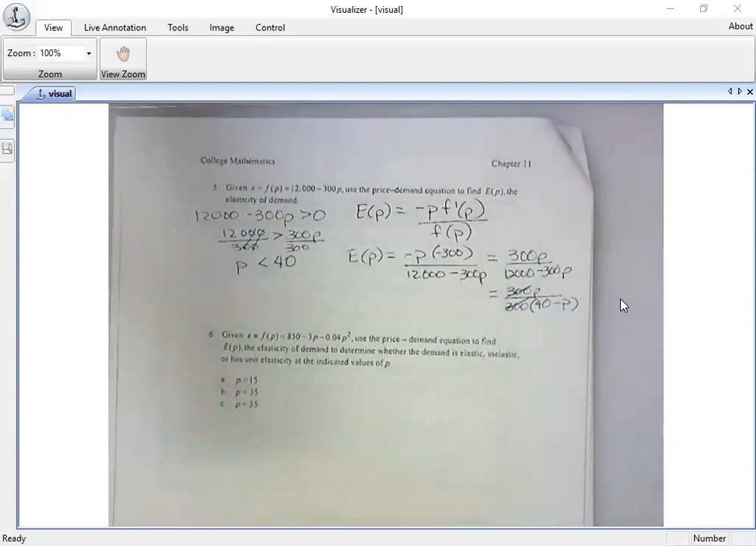Okay, your question. So if it was a positive 300 P, you still could cancel out, right? No, you still couldn't, because remember, I can only cancel out when I have common factors. So I can't just cancel out the 300 P's because the denominator is not 300 P. It's 12,000 minus 300 P. But if I factor out the 300, then I can reduce down the 300s. Okay, so be really careful about that. If it's more than one term, I can't do any canceling or reducing down unless I get things factored and I have a common factor.